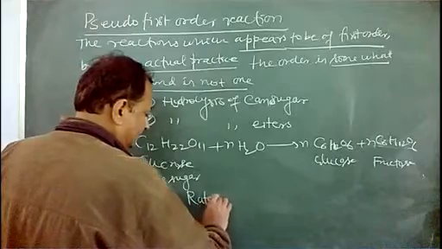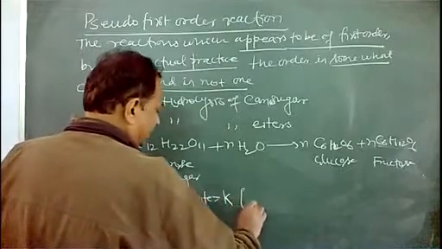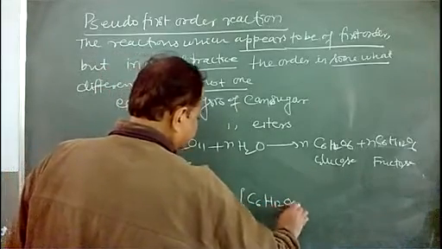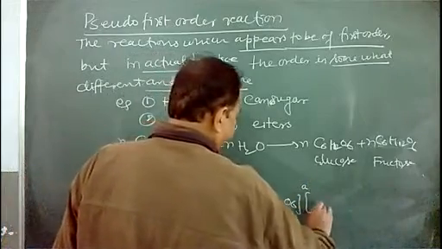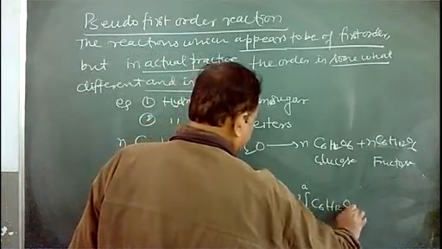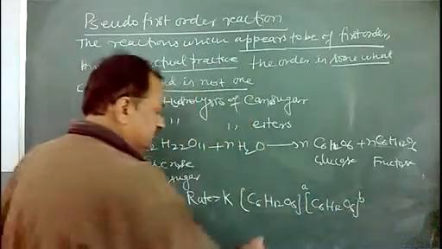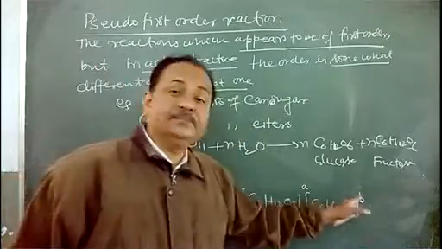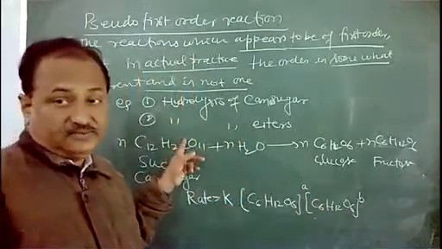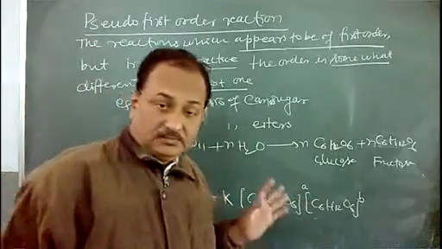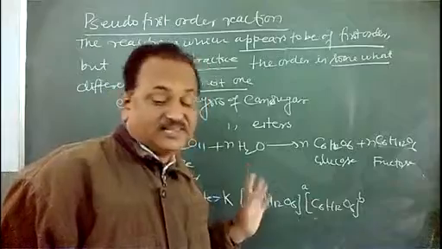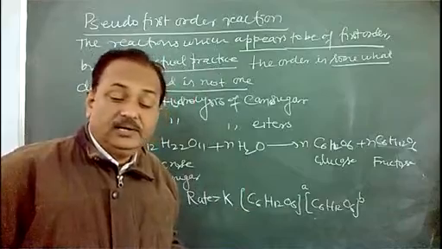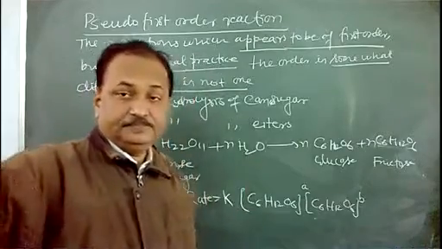So here rate is K, and let it be power A or B. So this is glucose, this is fructose. Glucose and fructose have the same formula. So here the order is something different. It appears to be of one order, but it is not of one order. Similarly, all the esters do not follow first order mechanism.